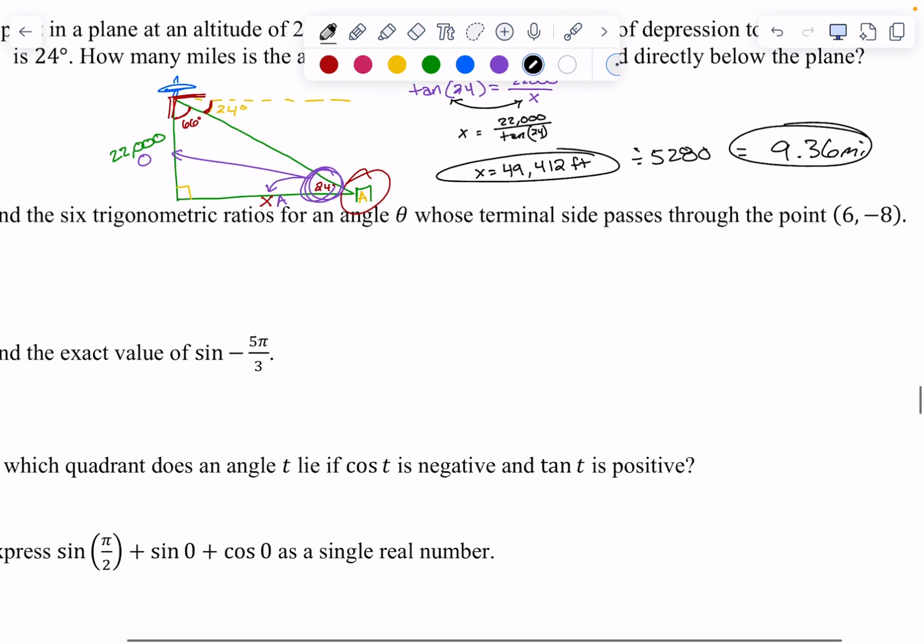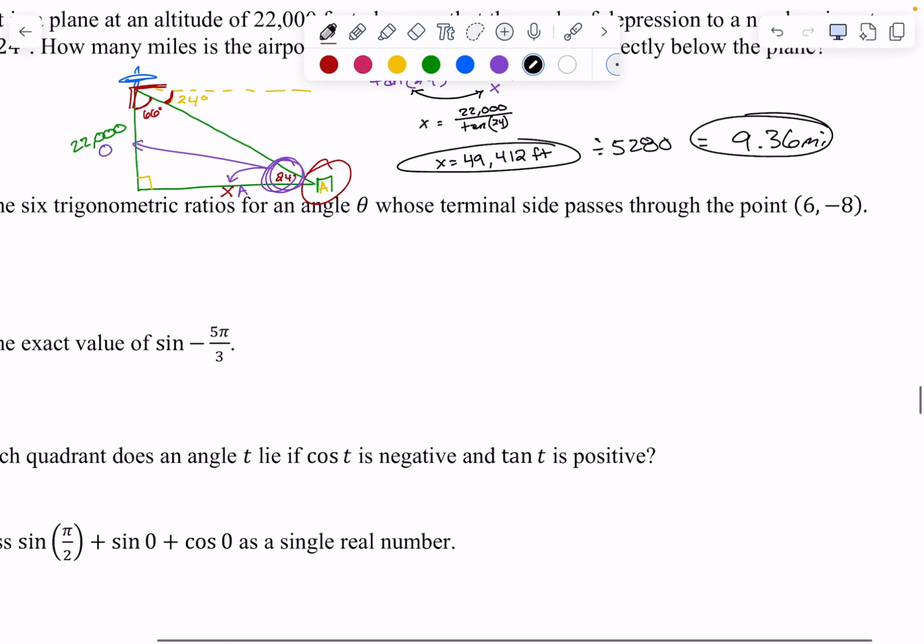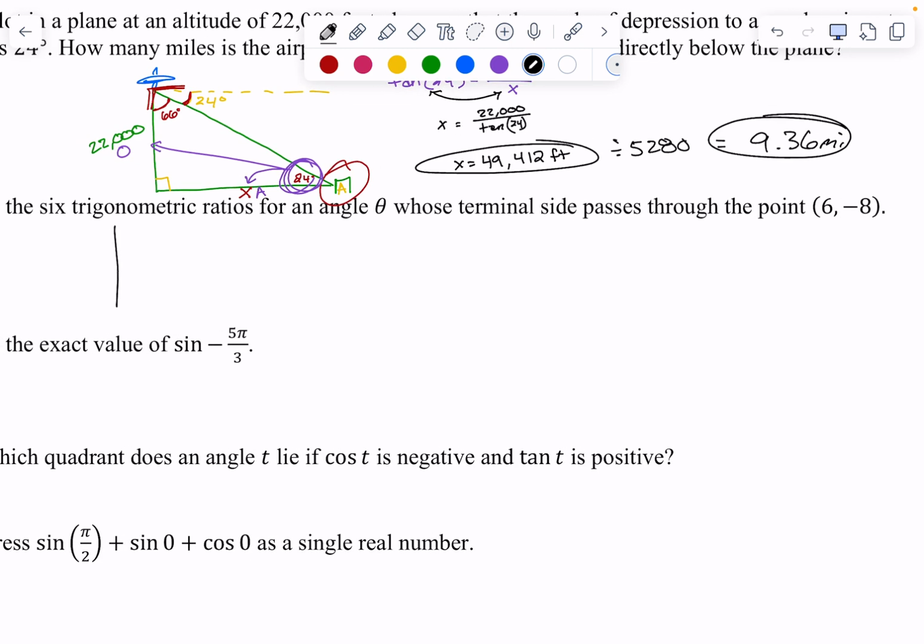Number 16: find the 6 trig ratios for angle theta whose terminal side passes through the point (6, -8). What quadrant is that in? 4. (6, -8), he's in the 4th quadrant.